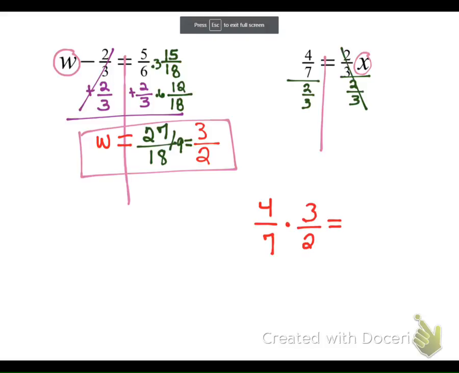Can I reduce or simplify anything here? They go down to, what are they both divisible by? 2. They're both divisible by 2. Can I simplify any other numerator with any other denominator? No. So then I multiply my numerators together and get 6 over 7. So your final answer here is going to be x equals 6 over 7. So this one is going to be worth 3 points as well.